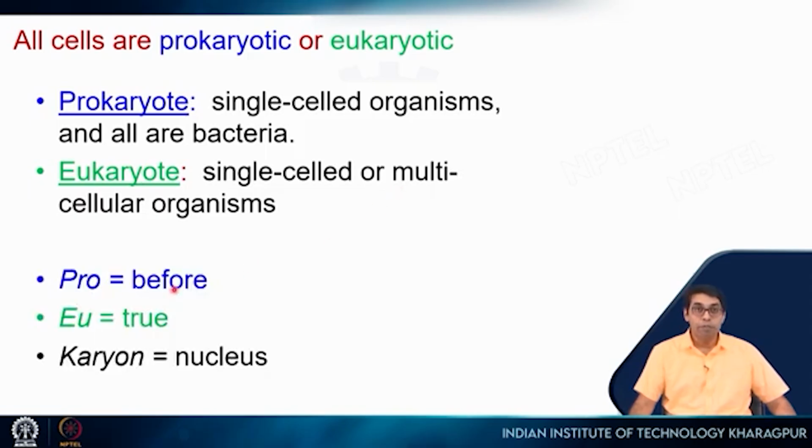Pro means before and eu means true. True means something that is present. What is present? Nucleus is present. So, prokaryotes are the organisms which evolved before nucleus. So, they do not have nucleus, and eukaryotes, they have nucleus. So, that is why it is true that the nucleus is present.